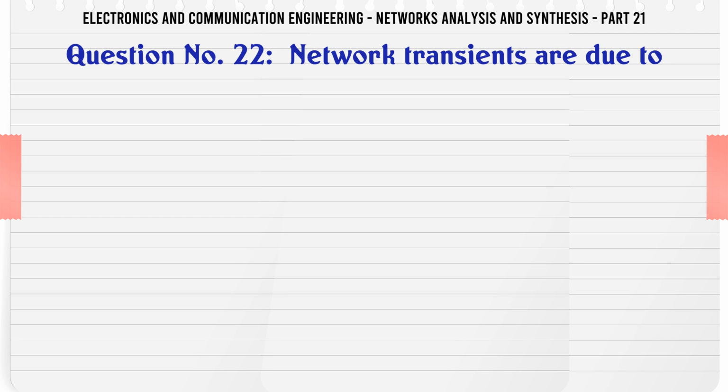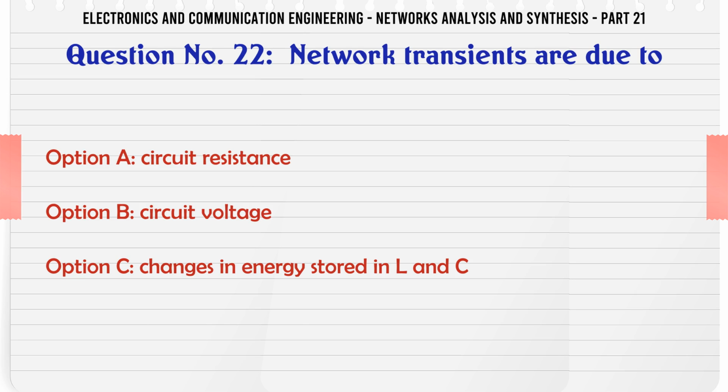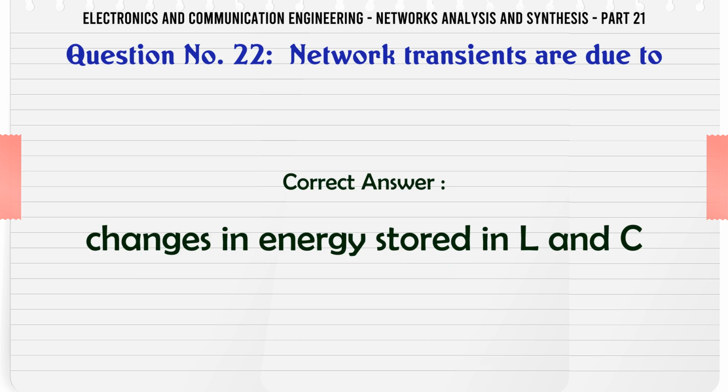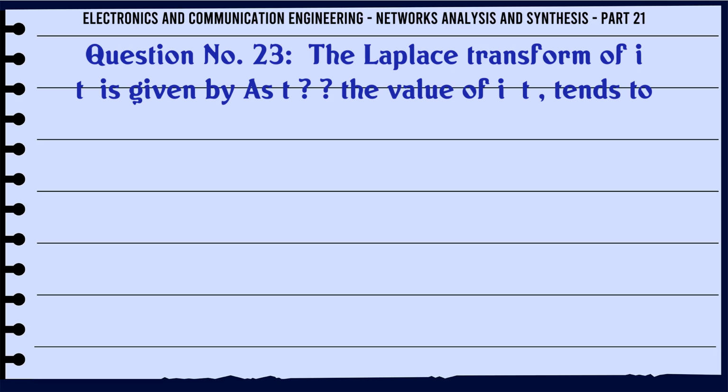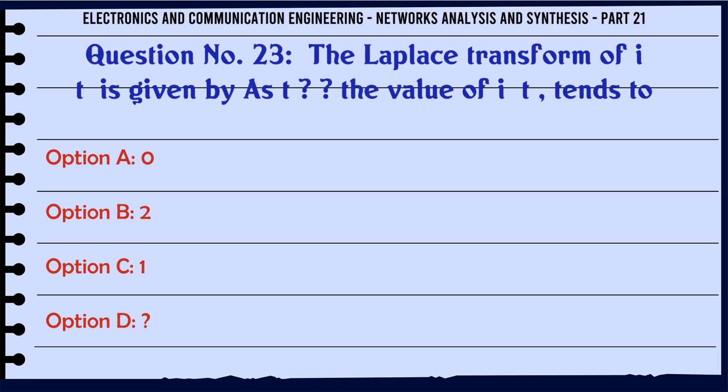Network transients are due to A circuit resistance, B circuit voltage, C changes in energy stored in L and C, D circuit admittance. The correct answer is changes in energy stored in L and C. The Laplace transform of it is given by as t. The value of it tends to A 0, B 2, C 1, D.